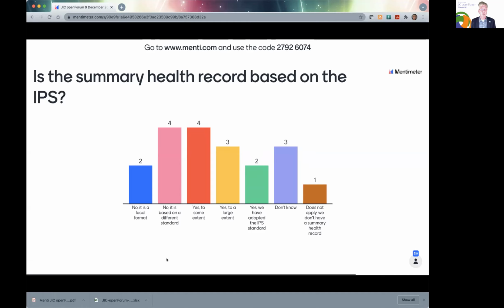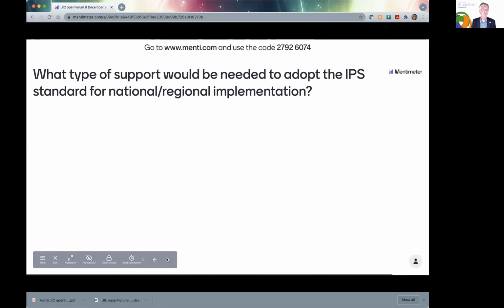That's a nice spread. I was hoping, well, of course, we cannot hope for full coverage of the IPS, given that the ISO IPS has only been published since this spring. Of course, the HL7 FHIR IPS implementation guide has been around a bit longer. And we did see earlier that most people are aware of the FHIR one anyway. So let's see if this is the state of play in the countries that you represent from the audience: what type of support would be needed to actually adopt the IPS as a national or regional implementation standard.